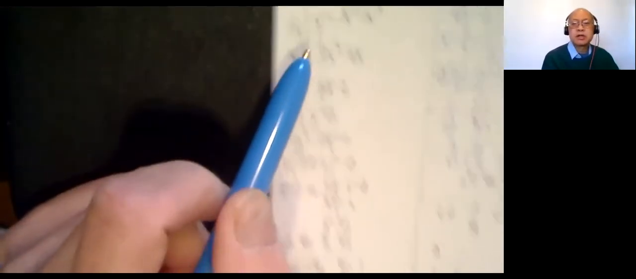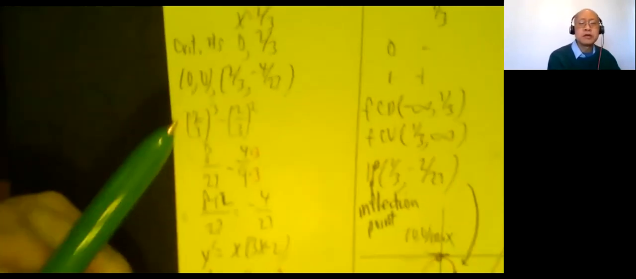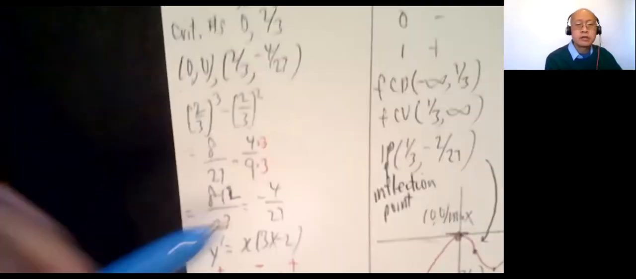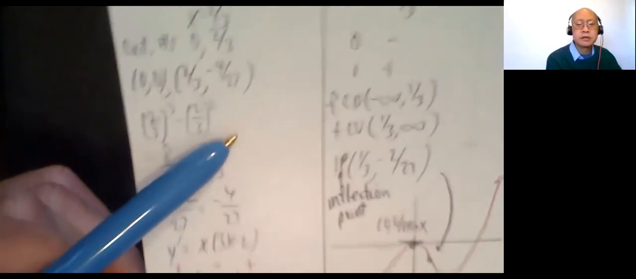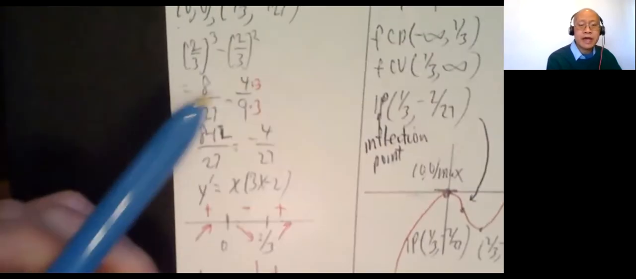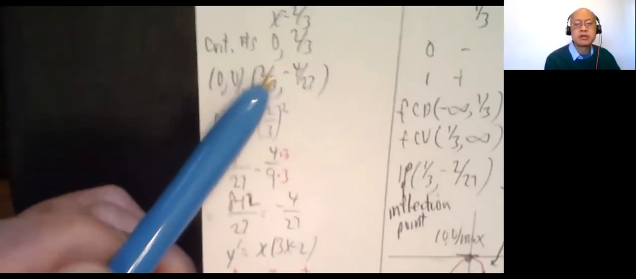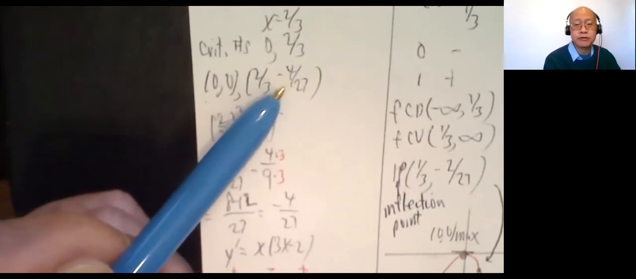It's 2/3 cubed minus 2/3 squared. 2/3 cubed is 2/3 times 2/3 times 2/3. 2 times 2 times 2 is 8. 3 times 3 times 3 is 27. Minus 4/9. Common denominator is 27. So that's going to be 8 minus 12, or negative 4 over 27. Okay, so I have (0, 0), and (2/3, negative 4/27). Up to now, this is exactly like last time. No difference.